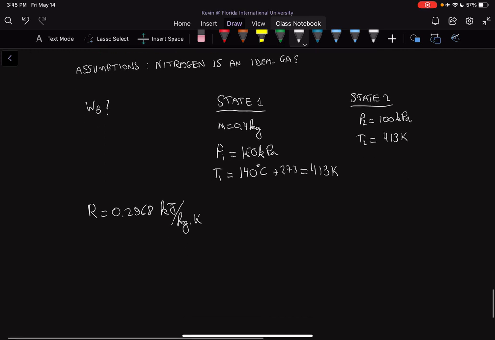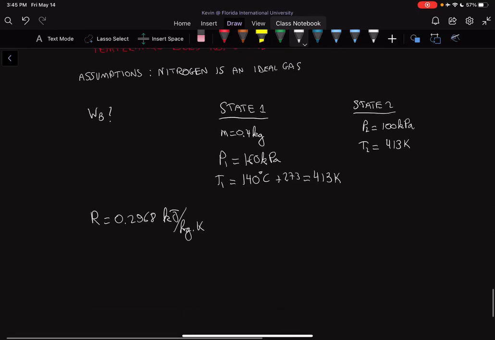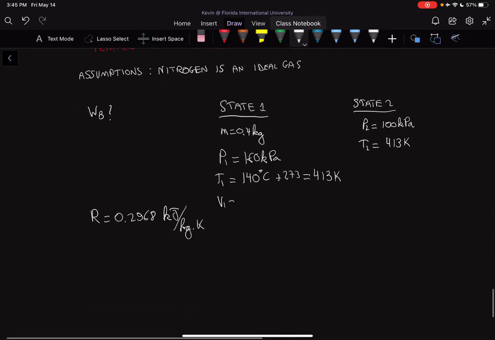So first thing we're going to do is we're going to say, all right, let's look for the volume so that we have all the information we need. Let's look for the volume here, and let's look for the volume here so that we can define our state correctly. And the volume on the right should be volume 2. Okay, so how do we find volume? We know we can assume ideal gas, so we can say that P1V1 is equal to MRT1, and we know that P2V2 is equal to MRT2.